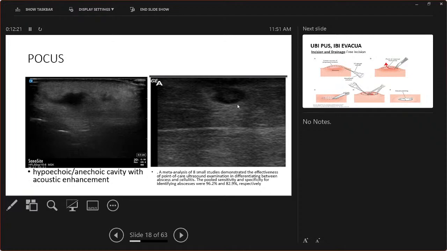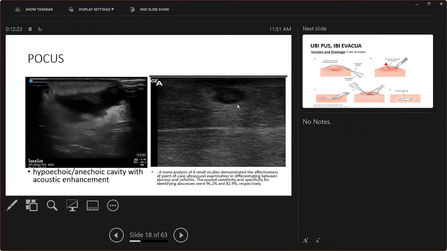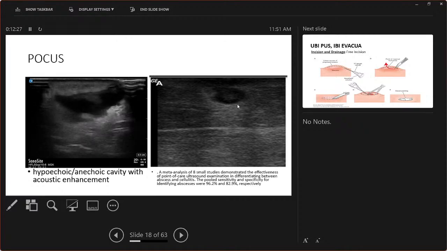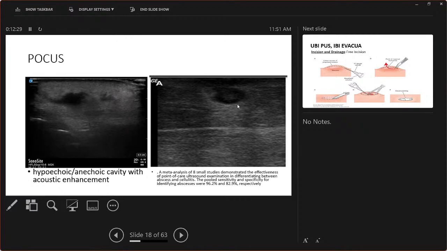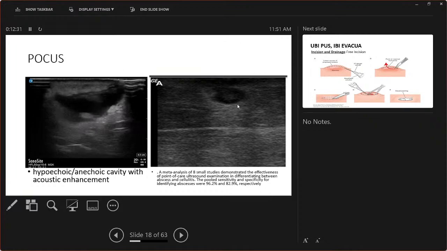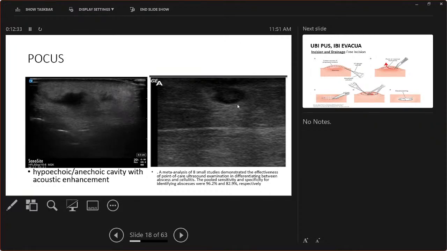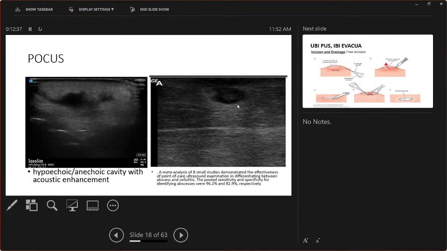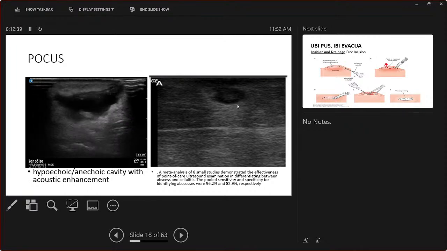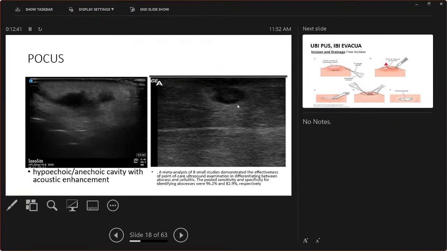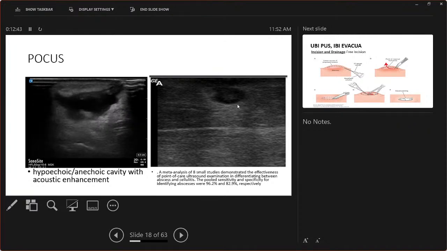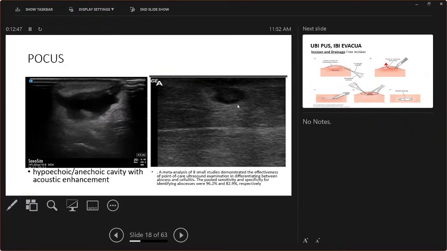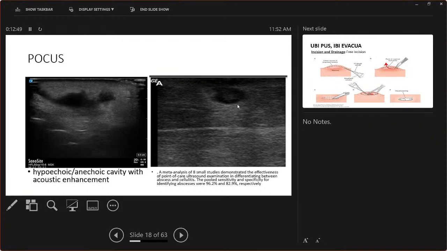We can use point of care ultrasound to see how deep the abscess is, what the extent of the abscess is, and the location of the abscess. Ultrasound is also helpful in identifying deep seated abscesses which might not have that brawny induration or signs of inflammation on clinical examination. Here it is basically a hypoechoic or anechoic cavity with acoustic enhancement.